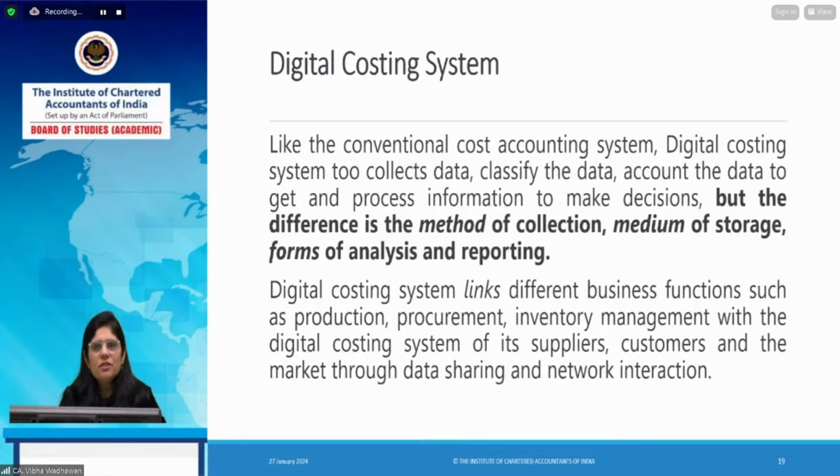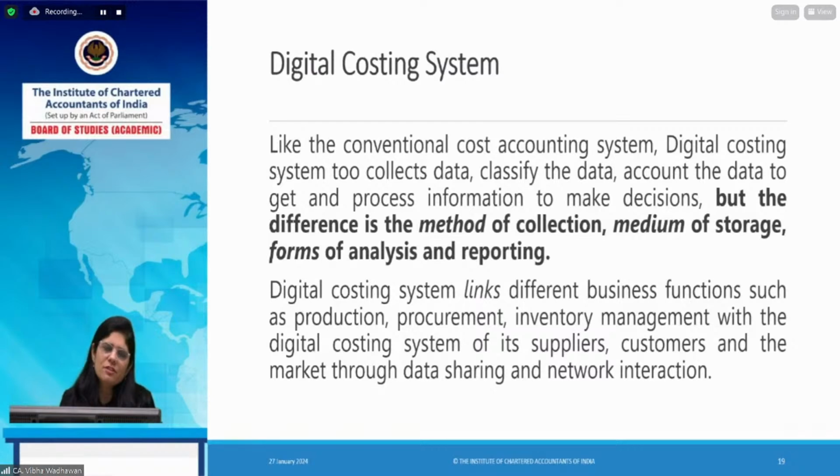Let's start with the digital costing system. Like the conventional cost accounting system, the digital system is also the same. The system is the same, the process is the same. In conventional cost accounting we collect the data, and in digital also we have to collect the data, but the method will be different. Clear? In the cost accounting system, we collect the data, classify the data, and account the data to get and process information to make decisions. But the difference is the method of collection.